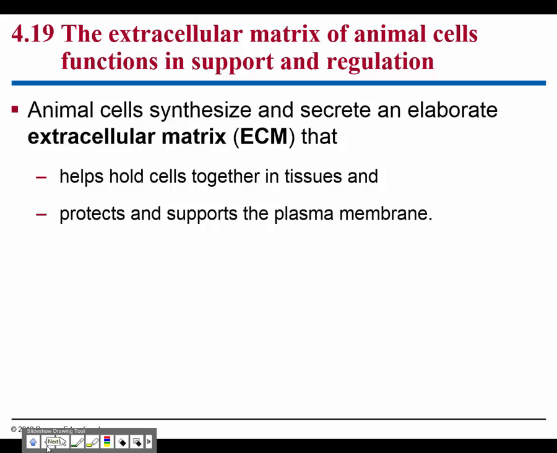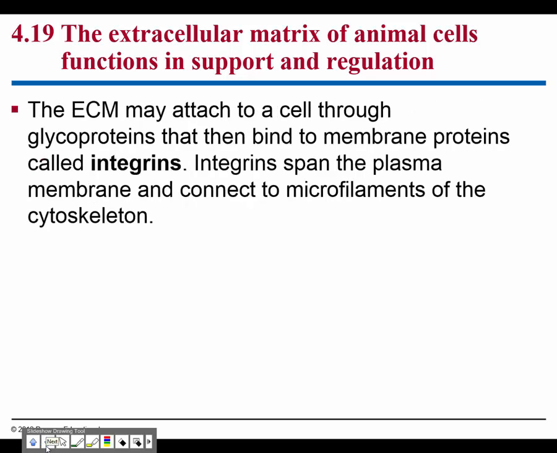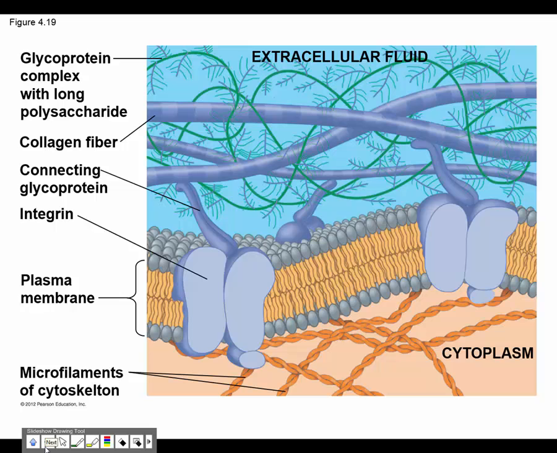So we also have this extracellular matrix, and these are all the outside support for the cell. It keeps your cells together, your tissues together, and supports the plasma membrane. It's attached and then binds to the membrane proteins, and those membrane proteins are called integrins. Those integrins are over the entire plasma membrane, and they take those microfilaments and connect them to that cytoskeleton.